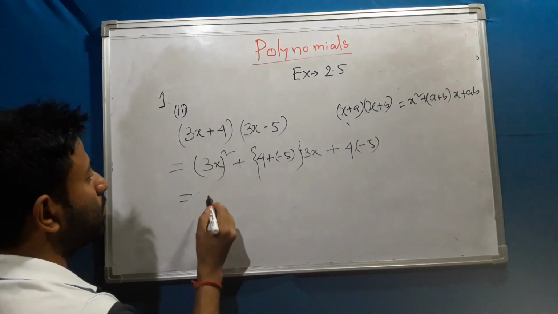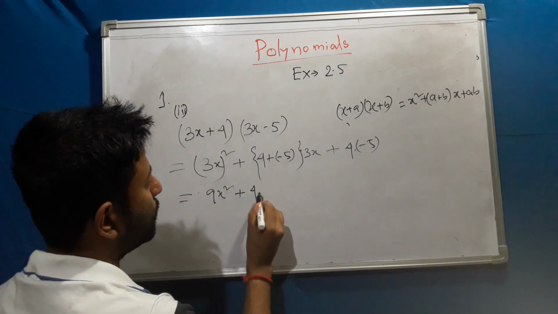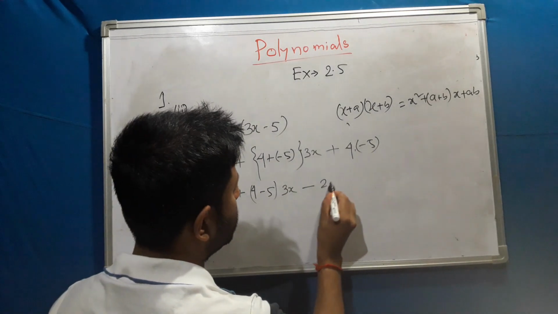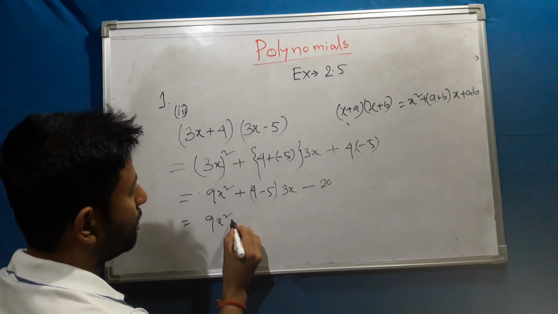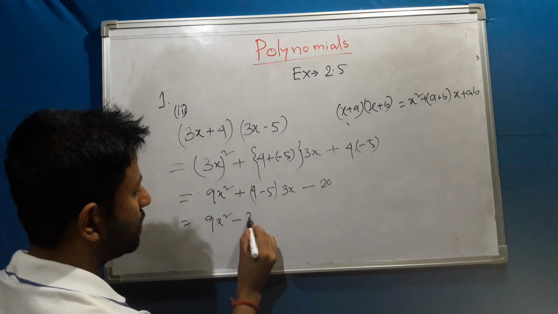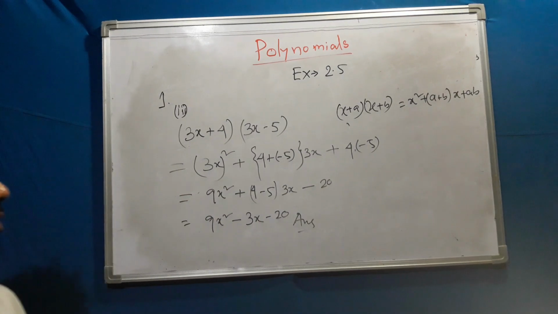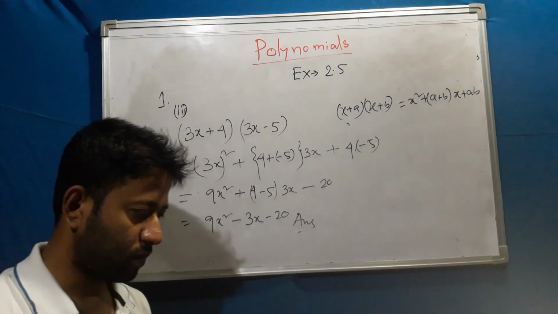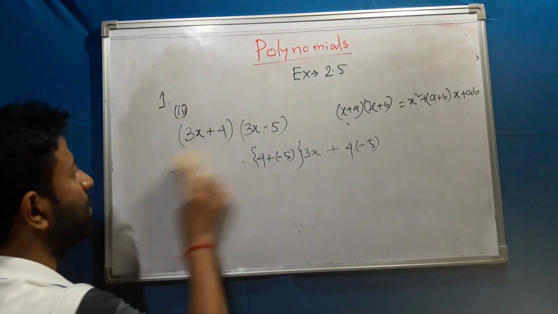So the result will be 9x square plus (4 minus 5) into 3x minus 20. So it comes 9x square minus 3x minus 20. This is the answer. Exactly the same; instead of x here, we have to put 3x. Now let's move on to the next problem.